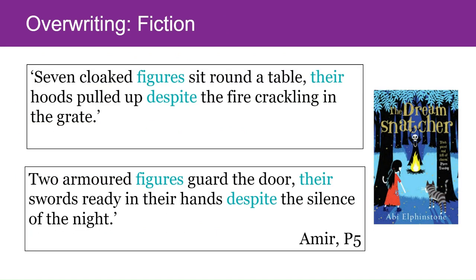Here's a much simpler example of overwriting, this time from a fiction text. So it's taking a section from this book, The Dream Snatcher, with just one conjunction in it, and then changing the context around it so it said something slightly different.